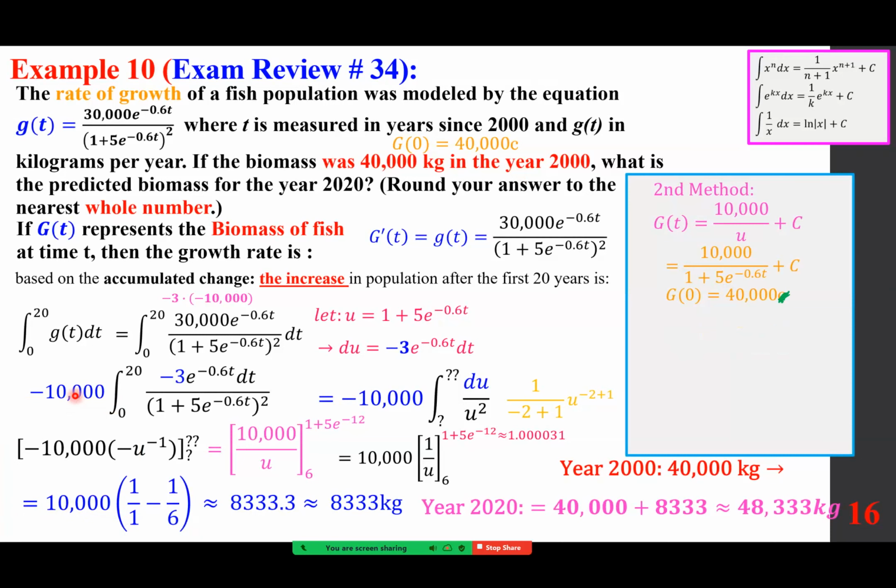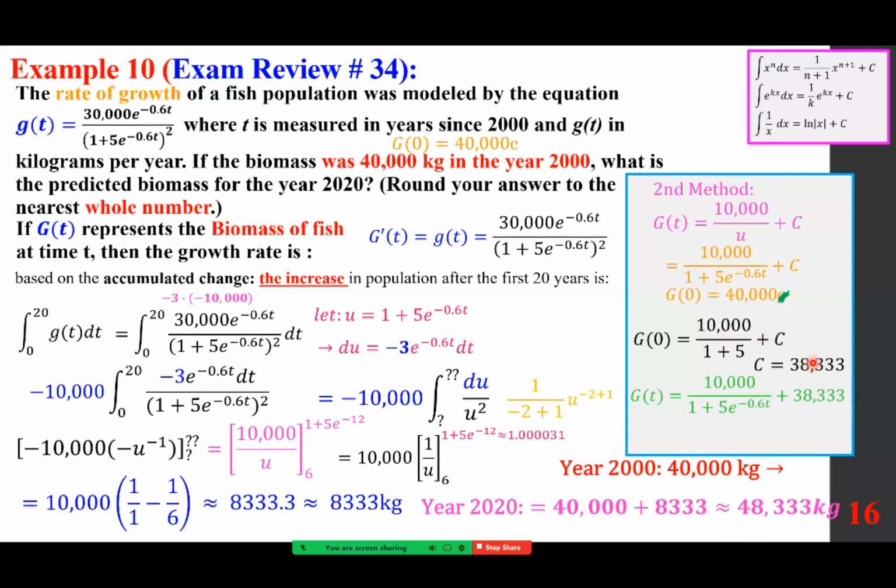So replace the t with 0. This whole thing must become 40,000. So 10,000 divided by 1 plus 5, which is 6, plus c, must be 40,000. And that gives us the constant. So replace the constant here with this number.